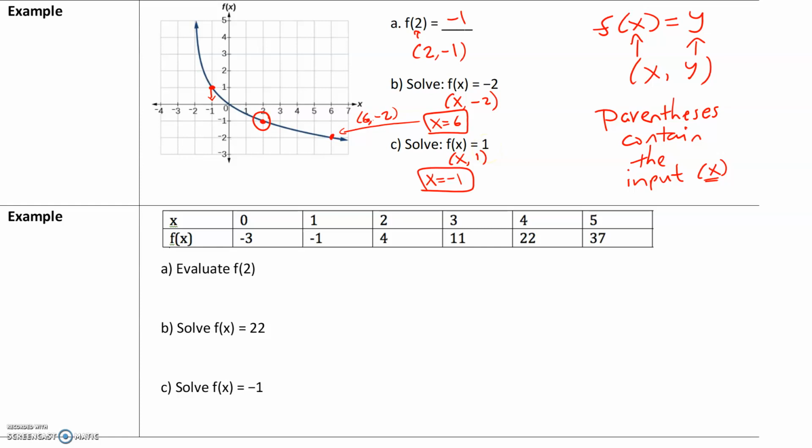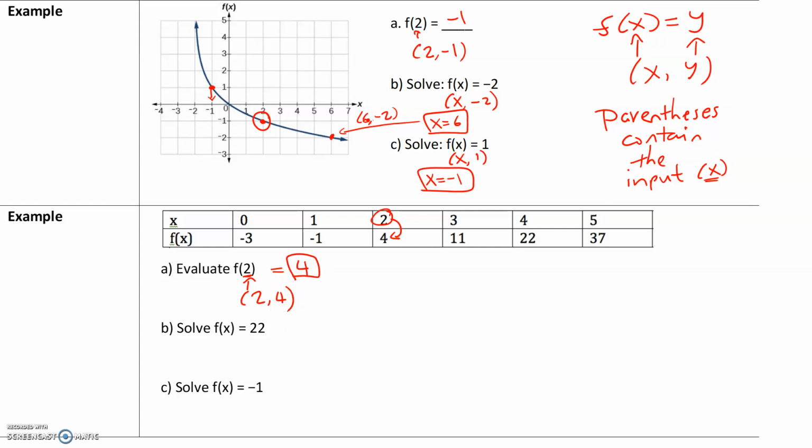Next example, evaluate f of 2. Once again, the parentheses always contains the input. So our input is 2, which means our x value is 2. So on the table, let's find the x value of 2, which is right there. And the corresponding output is 4, so f of 2 is equal to 4. And the point on the table is (2, 4).